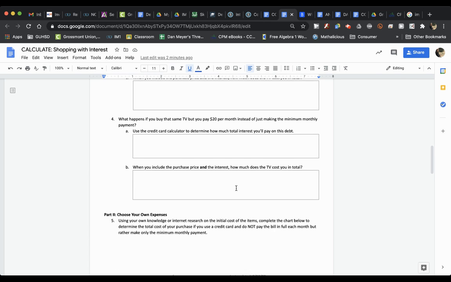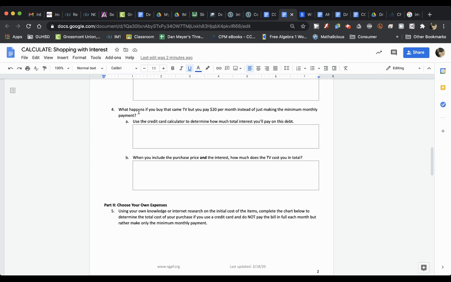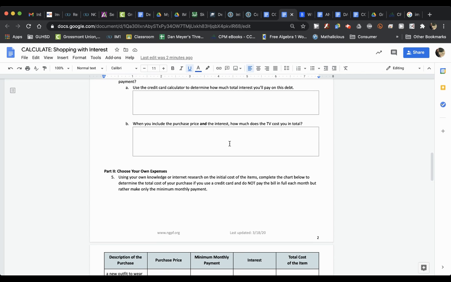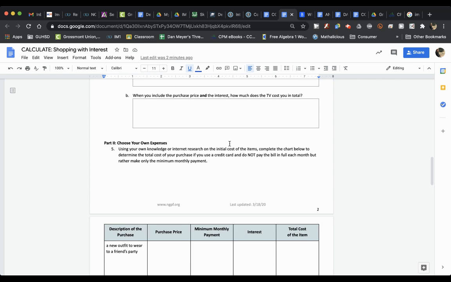So this is going to continue on. Then it says, what happens if you buy the same TV, but you pay $20 per month instead of just making the minimum monthly payment? You're going to use that credit card calculator to see what the difference is, and will you end up paying less, or would you end up paying more if you're paying more than the 3%?